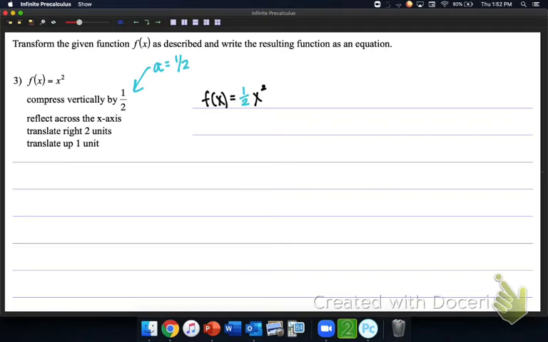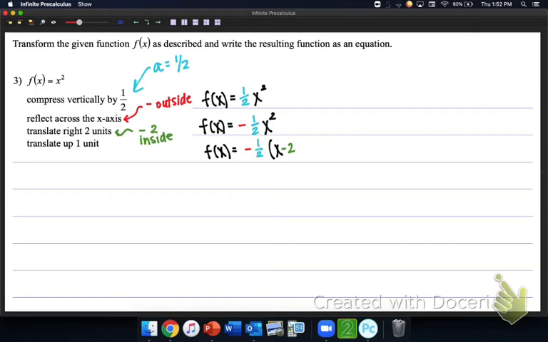Okay, reflecting across the x-axis, this is a negative on the outside. So we're left with f of x equals negative 1/2 x squared. Cool. Then we're going to go right 2 units. So right 2, this is going to be a minus 2 on the inside. Remember, if you go right or left, that's on the inside. So this is going to be f of x equals negative 1/2, and then x minus 2. It has to be on the inside, okay?